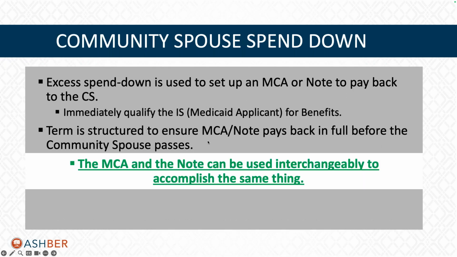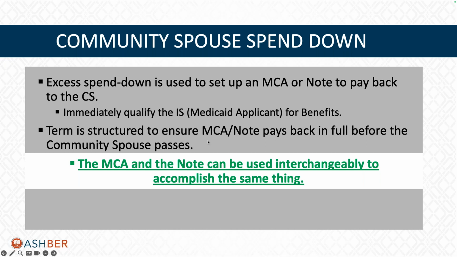And then the second form of spend down is a community spouse spend down, where the spend down in general is used to set up the MCA or the note to pay back the community spouse. So whatever we've set aside for the CSRA and other spend downs, the note or the annuity is set up to immediately qualify the Medicaid applicant for benefits. And then we structure the term in a way so that hopefully the note or the annuity pays back in full before the community spouse passes.